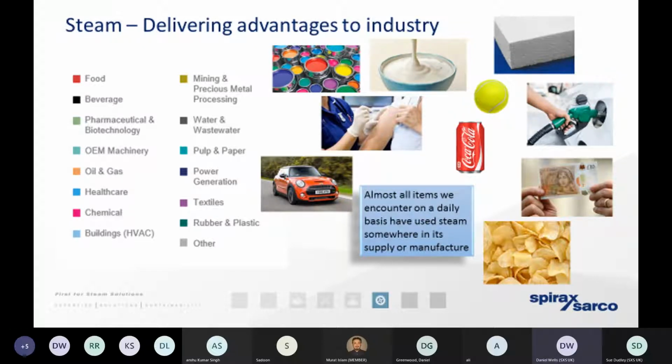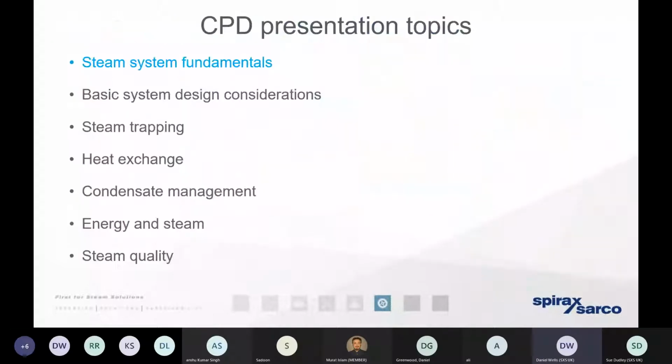And all of these different applications mean that steam can face a number of different challenges. But the message is clear. Steam is used in a far, far greater range of processes than many of us actually give thought to.